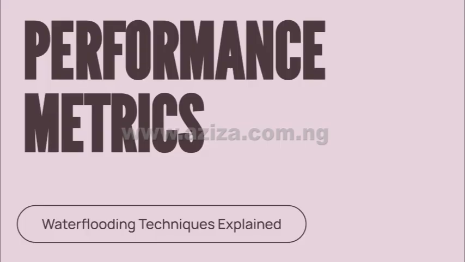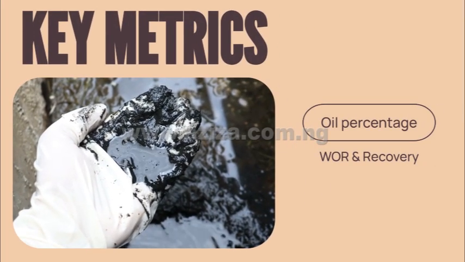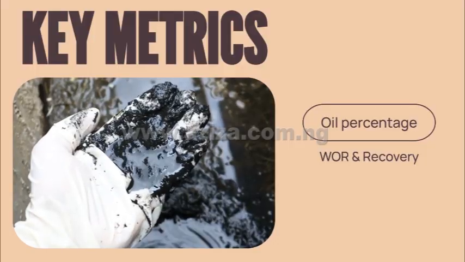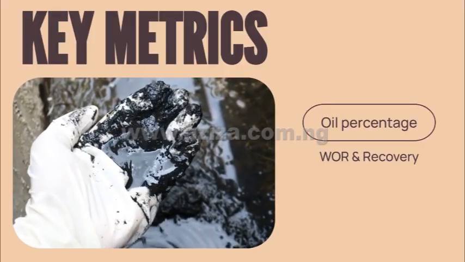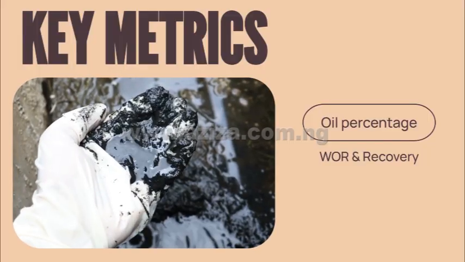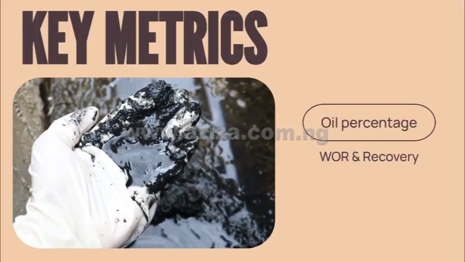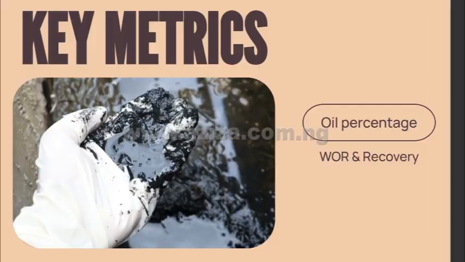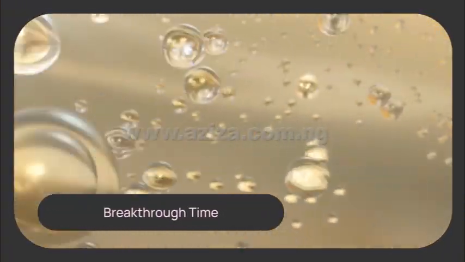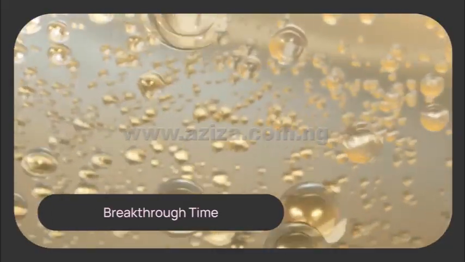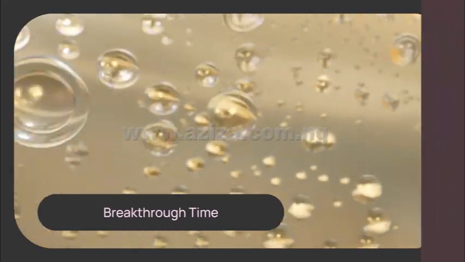Monitoring the performance of a water flood is essential to assess its effectiveness and make necessary adjustments. Several key metrics are used for this purpose. The water-oil ratio, or WOR, indicates the amount of water produced per unit of oil. A rising WOR can signal water breakthrough or inefficient sweep. The oil recovery factor measures the percentage of original oil in place that has been recovered. Breakthrough time is the time it takes for injected water to first appear at the production wells. Early breakthrough can indicate channeling or poor sweep efficiency.